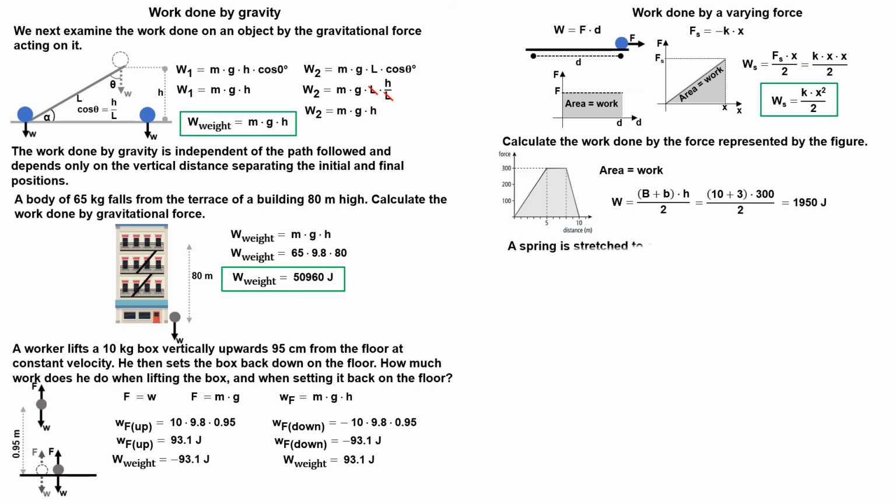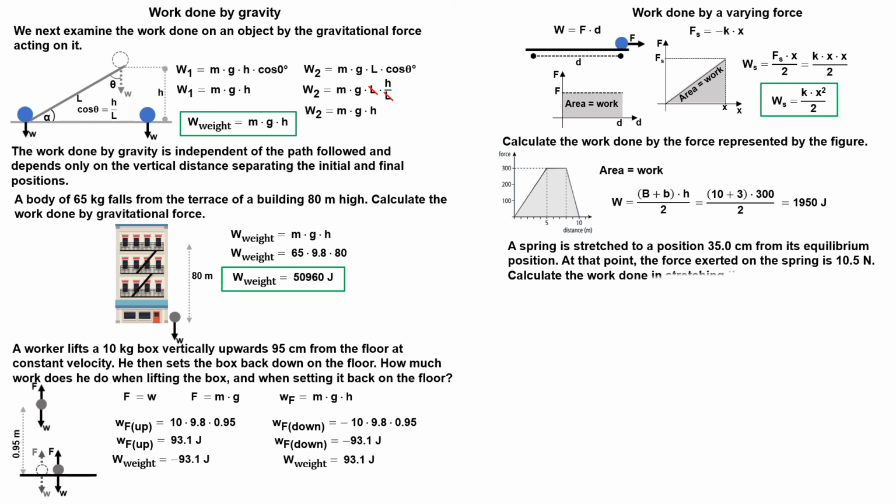A spring is stretched to a position 35 centimeters from its equilibrium position. At that point, the force exerted on the spring is 10.5 newtons. Calculate the work done in stretching the spring. We have the extension x and the force. But to find the work, we need to calculate the value for k, the elastic constant for the spring, using Hooke's law. We now take the formula above to find the work done in stretching the spring.